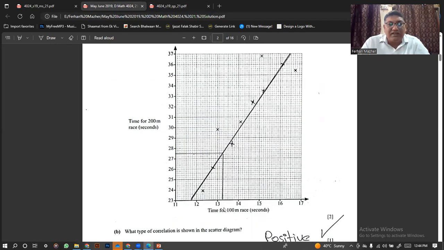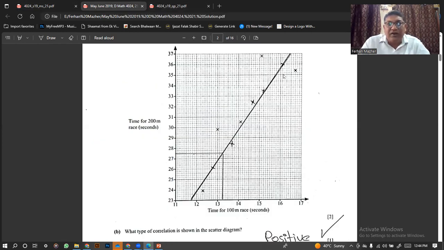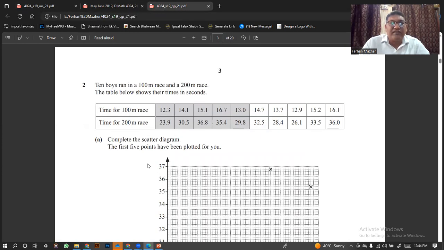15.2, 33.5. This is the point. Okay, then we have 16.1, 36. 16.1, 36 is this point. Okay, so this is how you will plot these points.